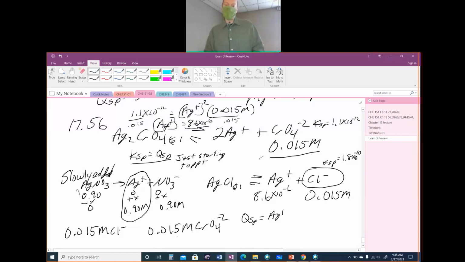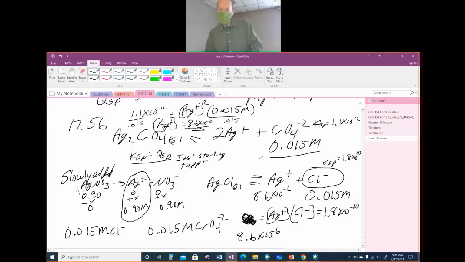So that is your Ag plus concentration times your Cl minus concentration, because the question was not, does it precipitate? The question is, what is the concentration of Cl minus? All right, so now it is not a precipitate question. So that is equal to 1.8 times 10 to the minus 10. All right, so we now know our silver plus concentration. It is 8.6 times 10 to the minus 6.